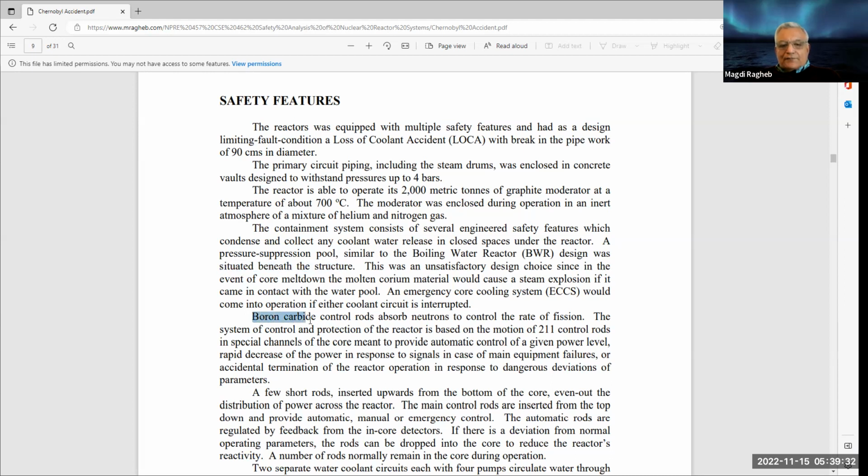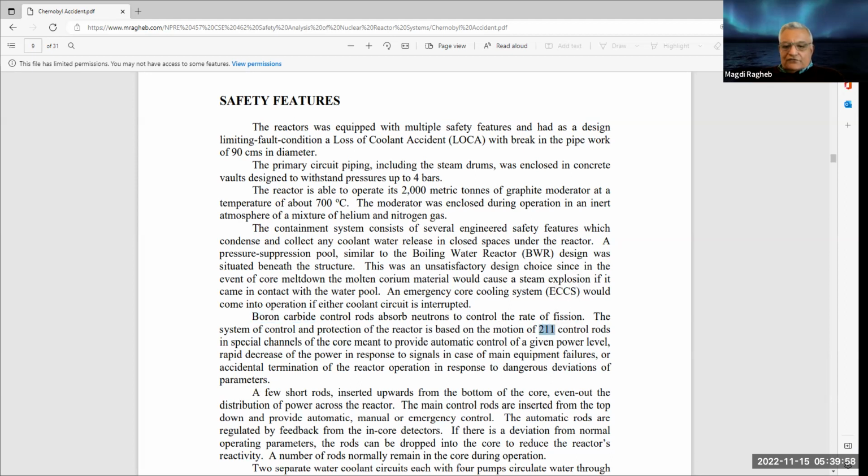They used boron carbide. Boron, as you know, is a very strong absorber for neutrons. So we use it in the control rods, and they use boron carbide, B4C. And in that case, because it's a carbide, it can take very high temperatures. It absorbs neutrons and controls the rate of fission. They had 211 control rods, quite a few of them.